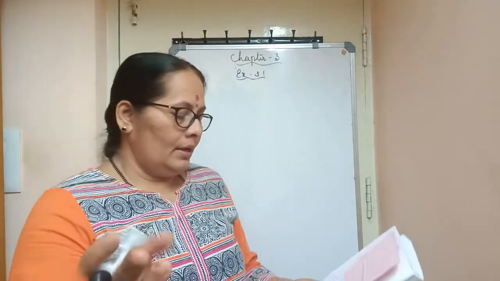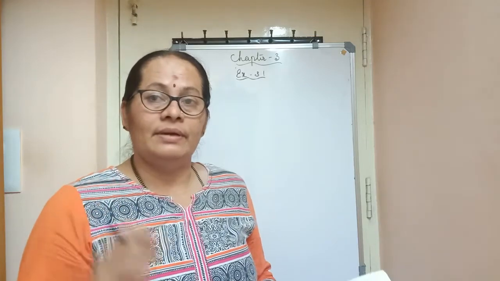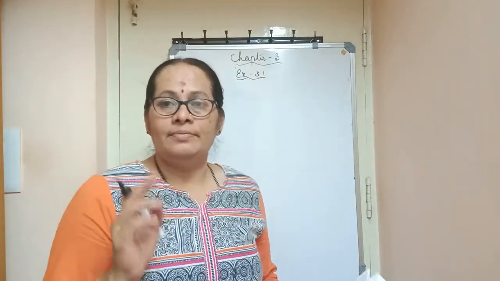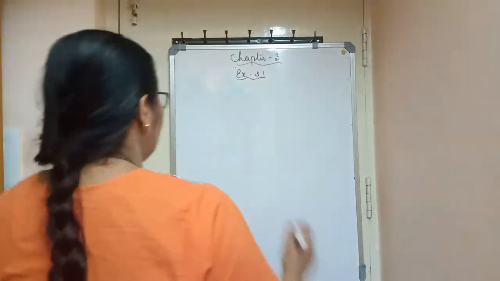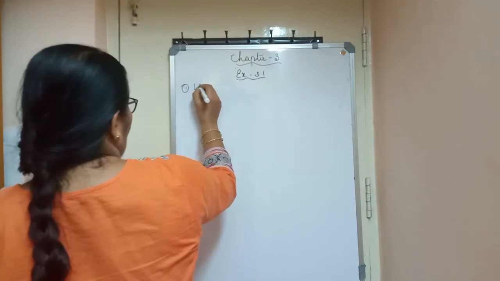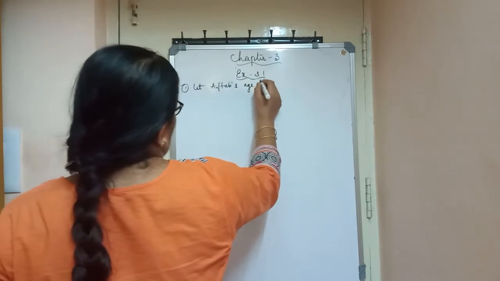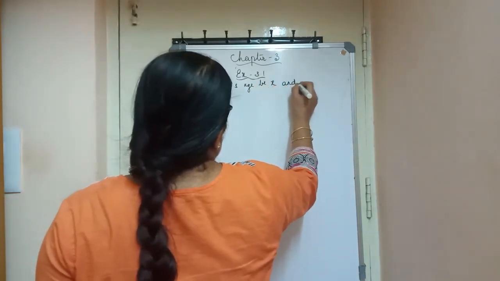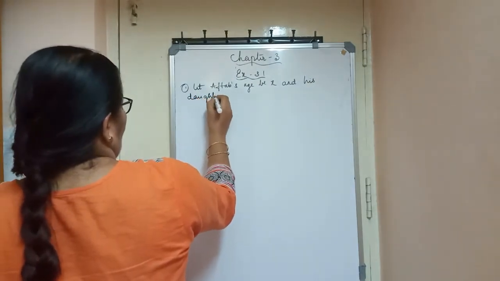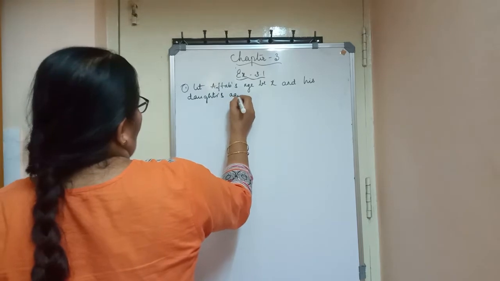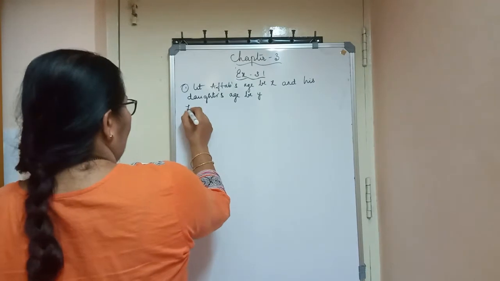Now here two ages are given. One is the father's age, another one is the daughter's age. So take Aftab's age as X and his daughter's age as Y. So let Aftab's age be X and his daughter's age be Y.